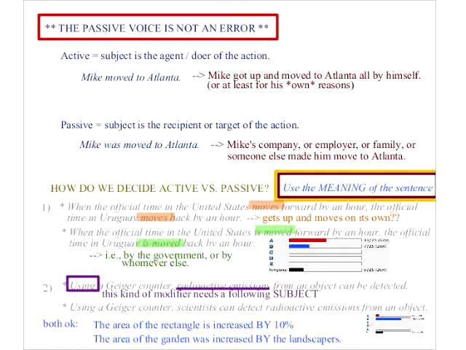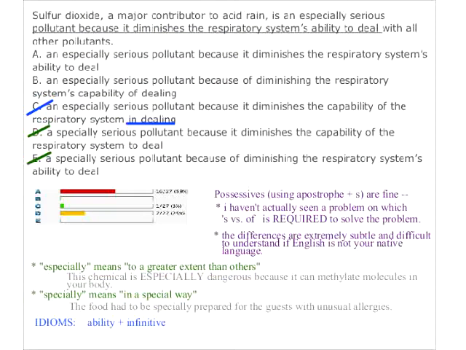Okay, back to the question we were looking at. So no, actually nothing is passive anywhere in this entire problem. So whoever's asking about passive, make sure you Google passive voice and read up on it, because there is actually no passive voice anywhere in any of these choices. So, okay. Back to this.